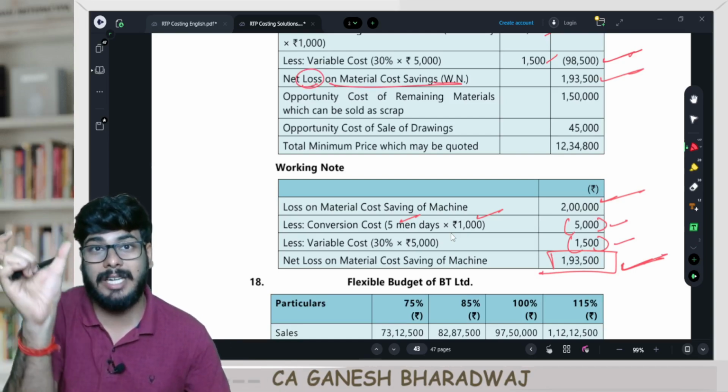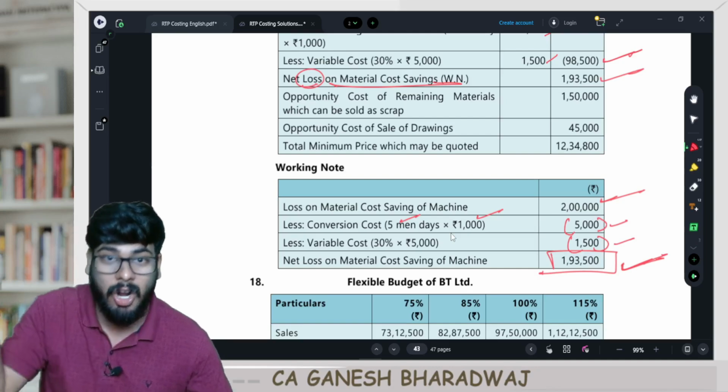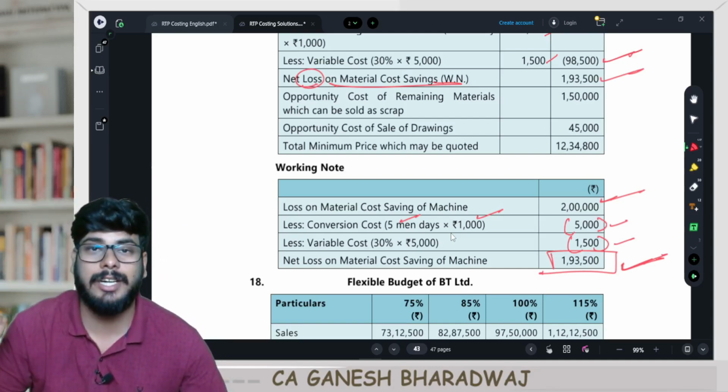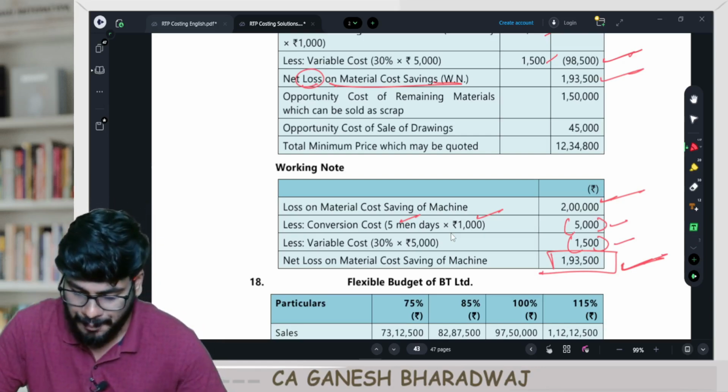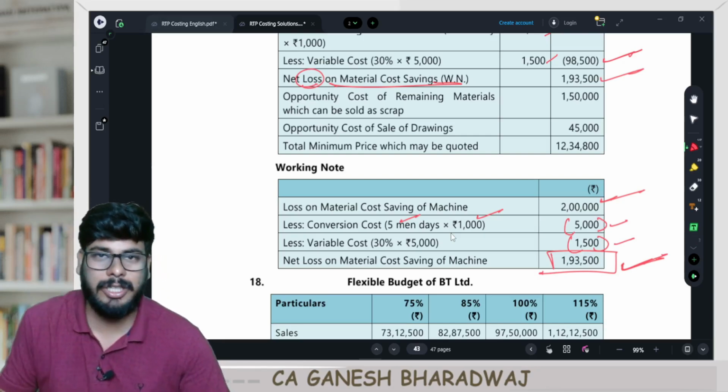Are you clear? I'm not able to save. Earlier it was a savings, that's why we reduce. Here the savings is not being able to be made, and hence we are adding it to the cost. Are you clear with this, guys? It's very tricky. Be very careful here. Are you clear with this? Fine. And then one more thing they are saying.